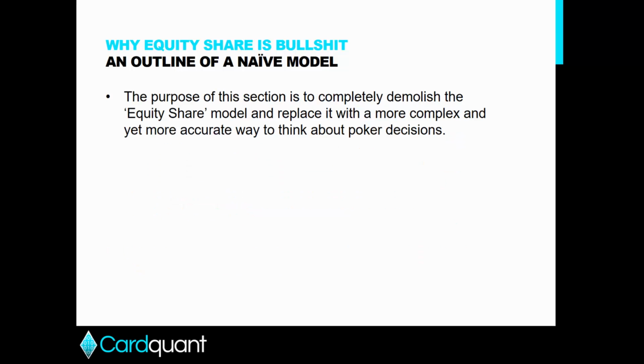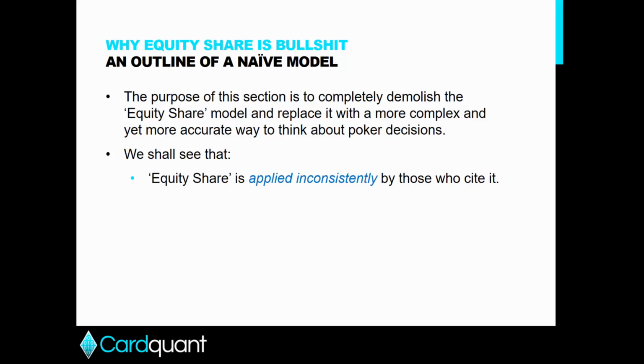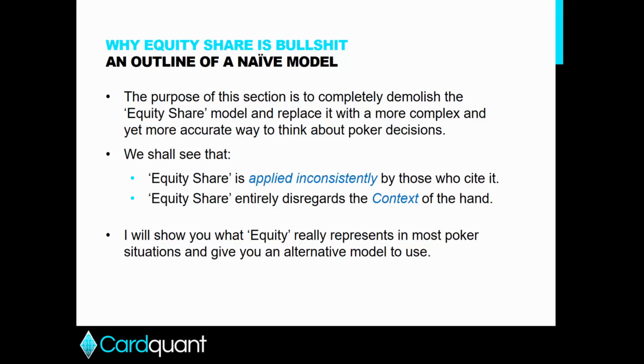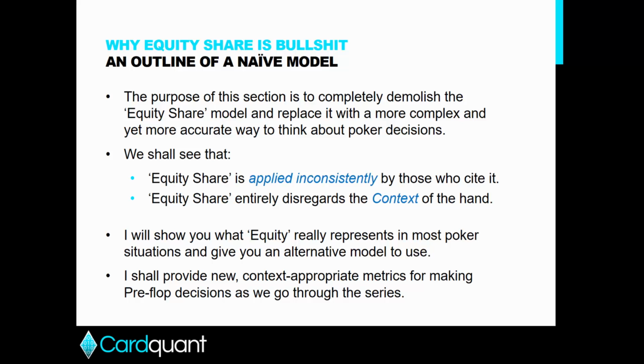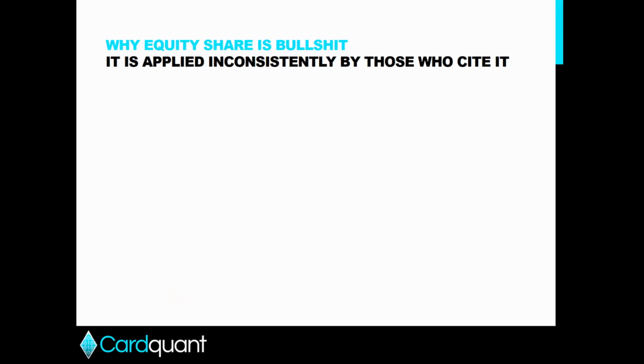So the purpose of this section is to completely demolish the equity share model, and then we're going to replace it with a more complex and yet more accurate way to think about poker decisions. We're going to see that, first of all, equity share is applied inconsistently by those who cite it. It also entirely disregards the context of the hand, and then I'm going to show you what equity really represents in most poker situations, and give you an alternative model to use. I'm going to provide new context-appropriate metrics for making pre-flop decisions as we go through the series.